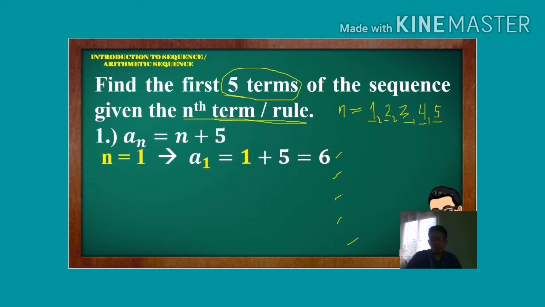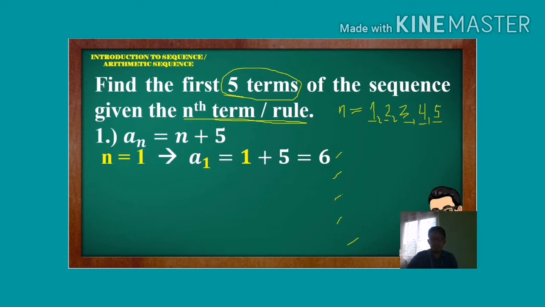So we are going to use the values 1, 2, 3, 4, and 5 to substitute to the variable n. So you may ask me, why 1 until 5? Because we are asked to get the first 5 terms. That's why we need to use 1, 2, 3, 4, and 5.